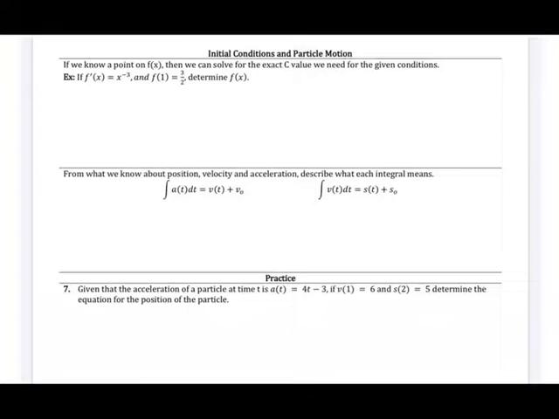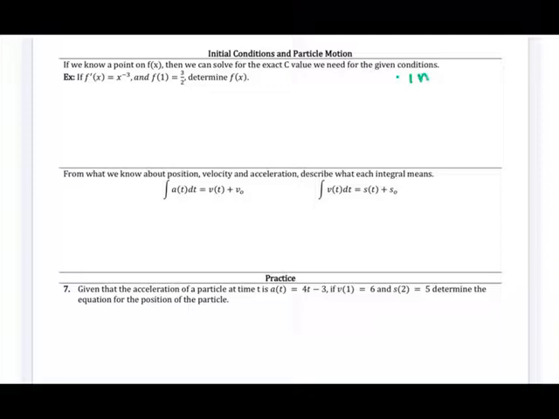So what we're going to talk about now is how do we deal with an integration problem, or how do we deal with anti-differentiation when we are given an initial condition, and how do we use that initial condition to solve for our particular function. So if we know a point on f of x, then we can solve for the exact value of c given those conditions. So what you're going to do is the same first couple things.